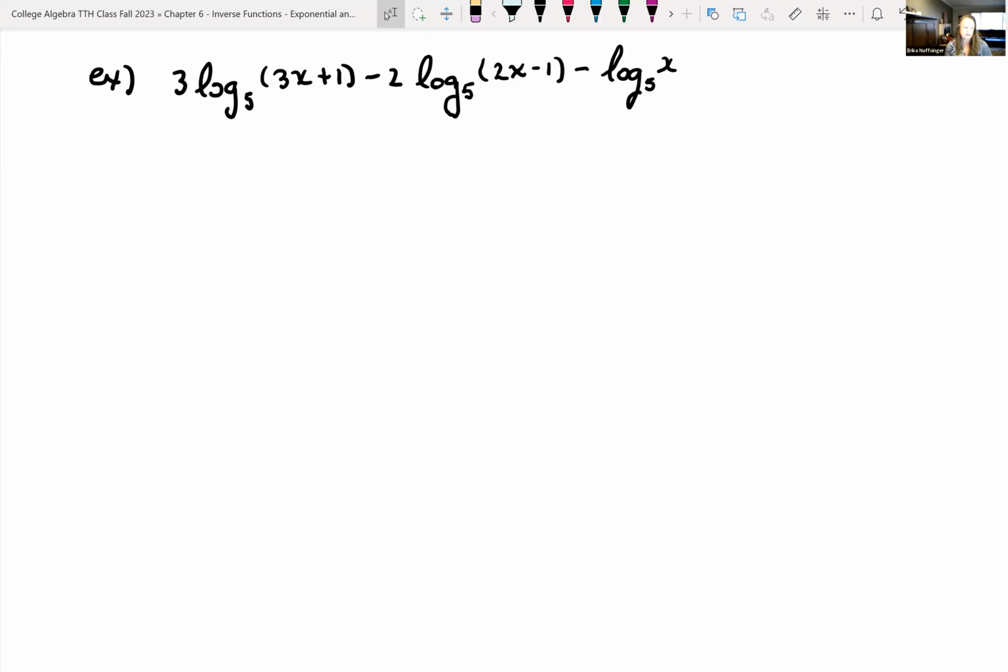So the example in front of us is 3 times log base 5 of the argument (3x plus 1), and then we have minus 2 times log base 5 of the argument (2x minus 1), and then we have minus log base 5 of x. So let's first start by taking our coefficients that are in front of our logs, and let's rewrite them as exponents.